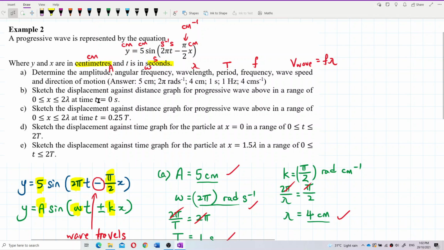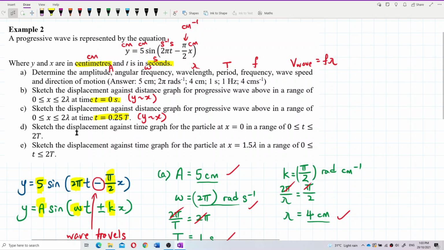So how to do this? First of all, we substitute the time. So what graph do we need to draw for this one? If you look carefully, B, C, D, E. For B, we need to draw a y versus x graph at time 0 second. So be careful. For question C, we also need to draw a y versus distance graph, that means y versus x graph, for this time, 0.25 period.